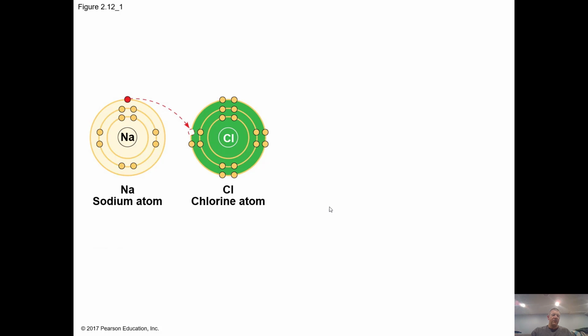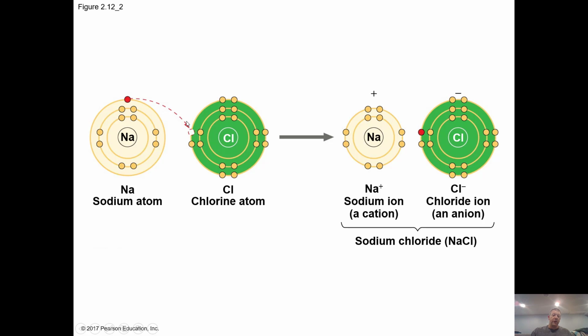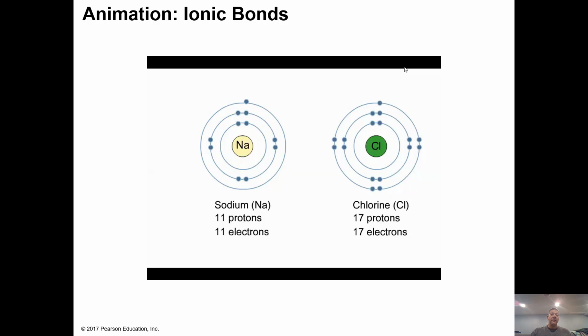So here we have sodium chloride. Sodium has this electron on the outside. Chlorine actually needs one more, so sodium just dumps it off to chlorine. And that's going to make sodium positive in charge because it got rid of an electron, and then chlorine will be negative. So sodium's getting rid of a negative charge, which makes it more positive. Chlorine's gaining a negative charge, which makes it more negative.